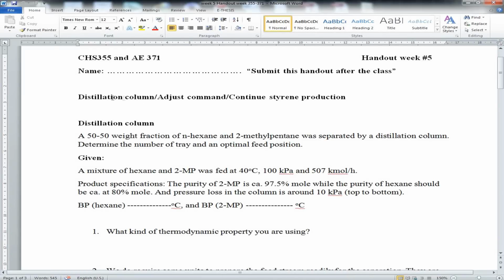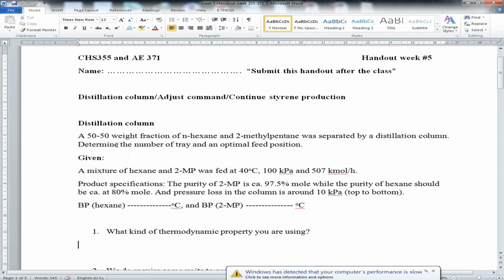Hello, this is a workshop for distillation column and adjust command. In the first case, we try to separate N-hexane from 2-methylpentane in the distillation column, and we would like to determine the number of trays and the optimum feed position.